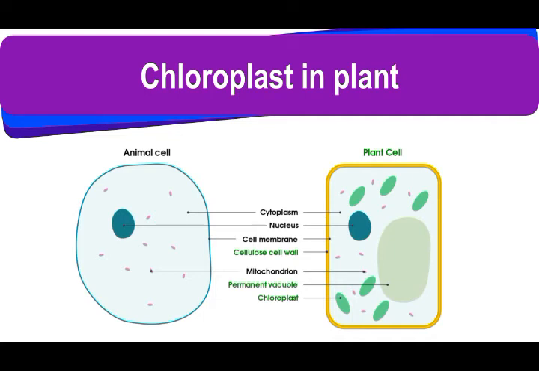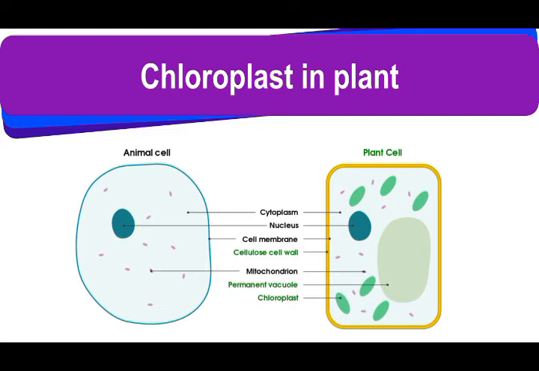When we compare the animal cell and the plant cell, maybe we come up with the idea that the animal cell doesn't have any chloroplast, while the plant cell has chloroplast. Is that true? Is that correct, do you think? I need your ideas about it.